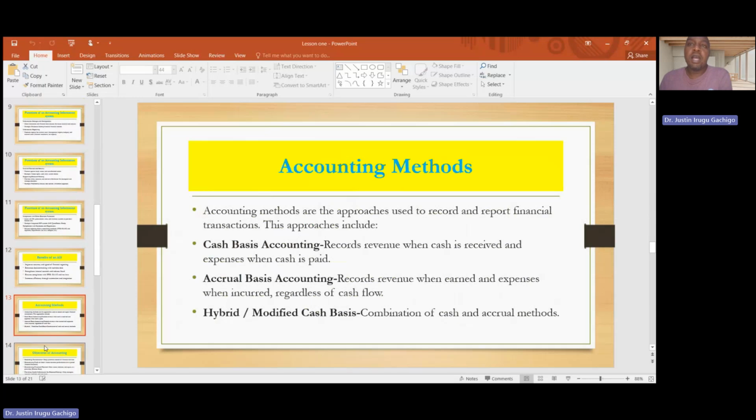Then let us talk about the accounting methods. Accounting methods are the approaches used to record and report financial transactions. So these approaches include, one, cash-based accounting. This records revenue when cash is received and expense when cash is paid. This is not very common, especially in Kenya, because in Kenya we normally use accrual basis accounting, where we record revenue when earned and expense when incurred, regardless of cash flow. So we normally capture this one.